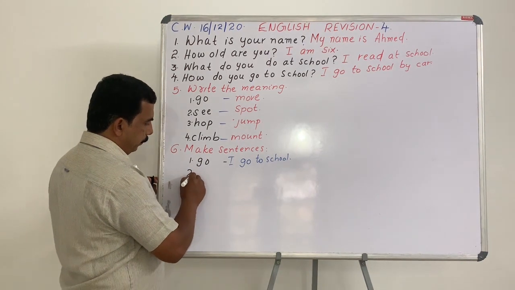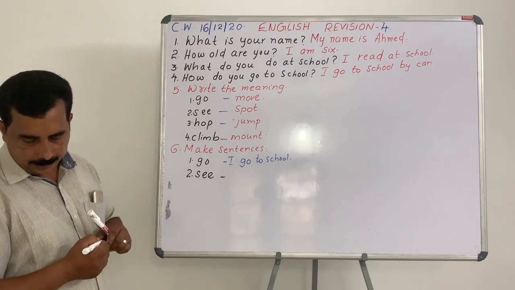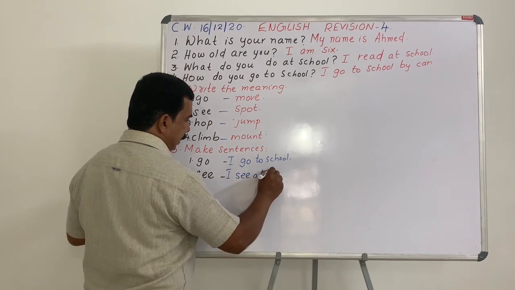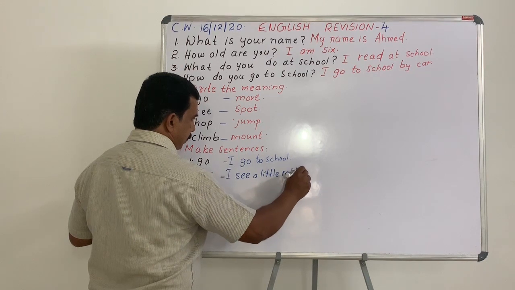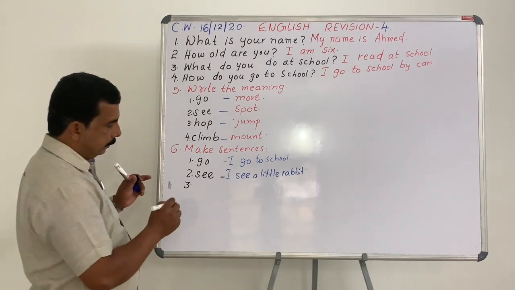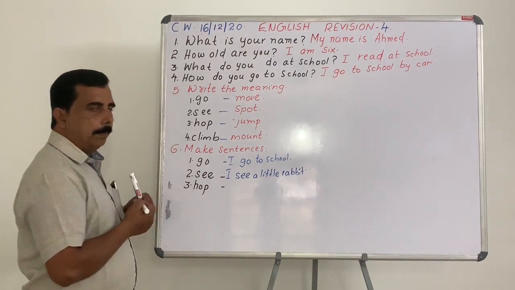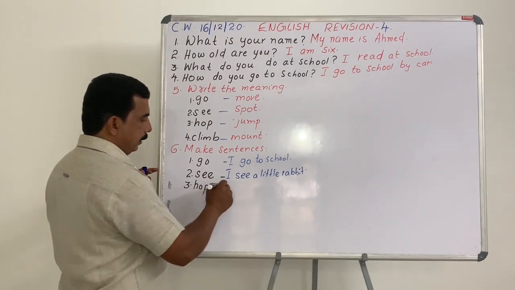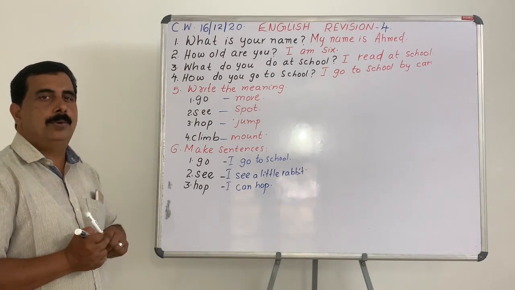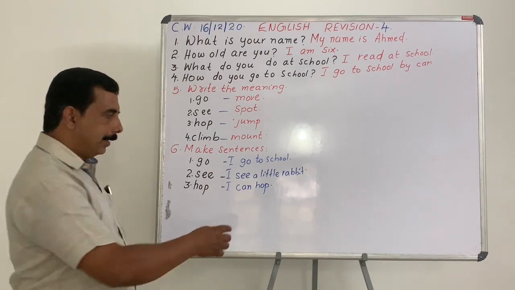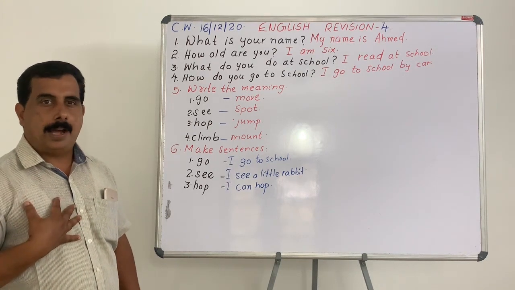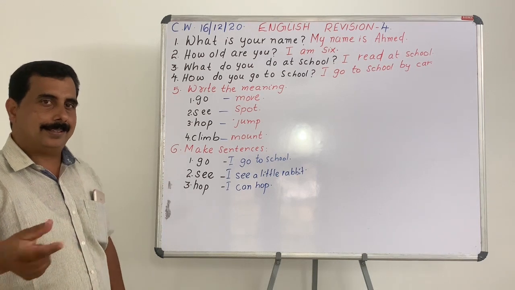Now, number 2. What is number 2? See. Okay. I see a little rabbit. Number 3. Next, hop. H-O-P, hop. I can hop like a rabbit. I can hop. Okay, enough. I wrote very small sentences to help you because you might not complete them. If anybody wants to complete the sentence, you can make different sentences. I will be very happy when I read your answer sheet, very much pleased if you write your own sentences rather than mine. Okay?